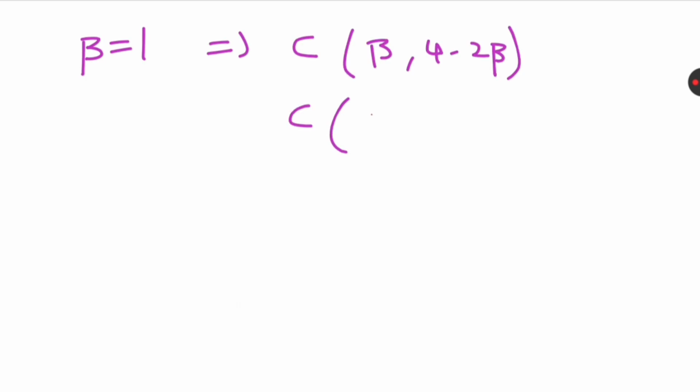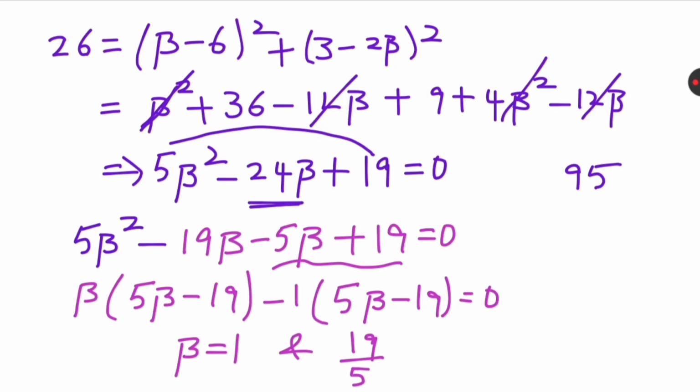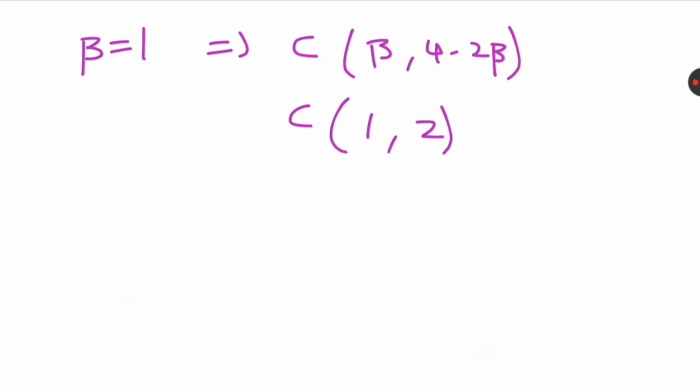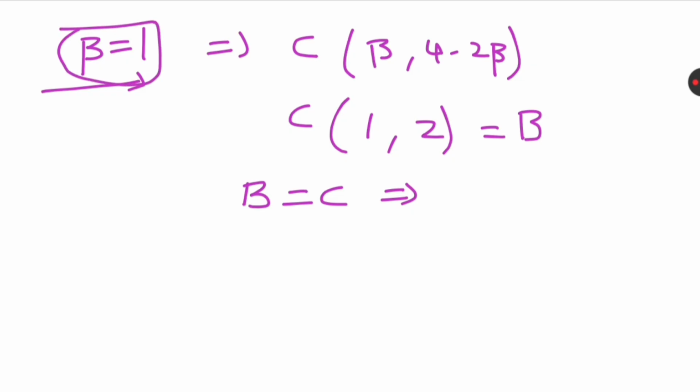Let's go and see which one is correct. If you substitute beta as 1, then our C point is going to be 1 comma 4 minus 2, which is 2. So 1 comma 2, isn't it? But observe the B point. B point is also 1 comma 2. If you consider beta as 1, the C point is the same as B. If B and C points are the same, we cannot form a triangle. So that's why we are going to reject beta equal to 1.